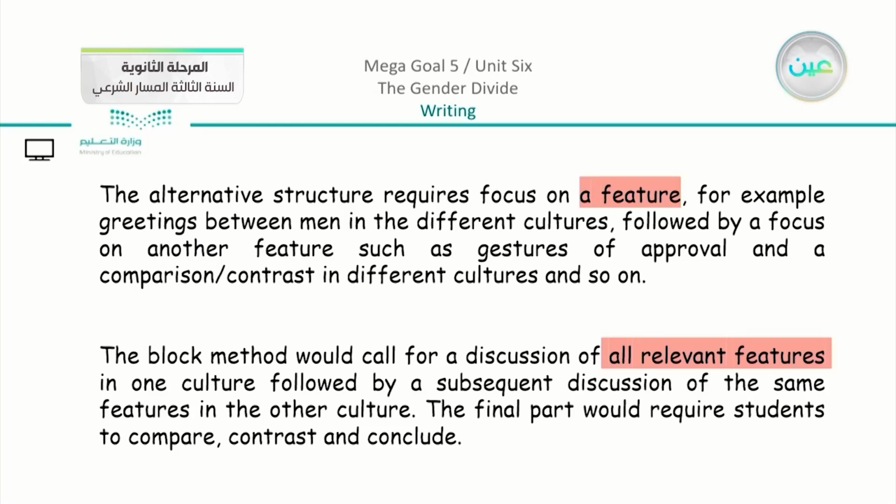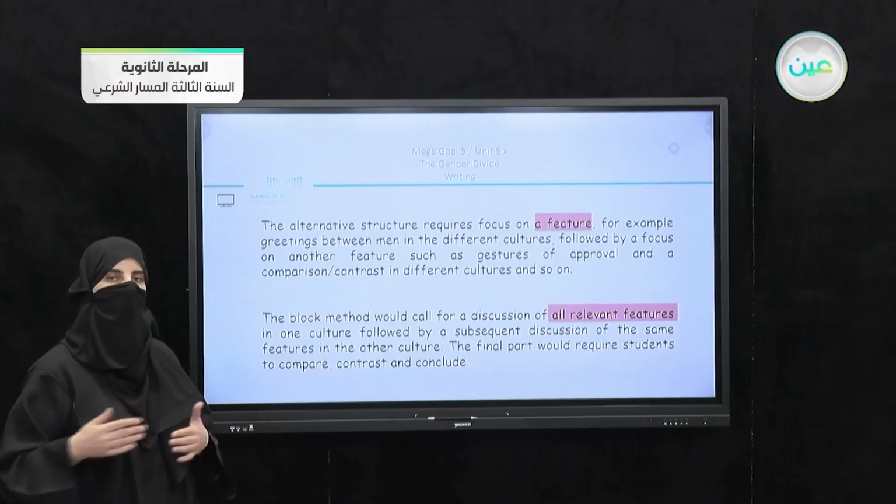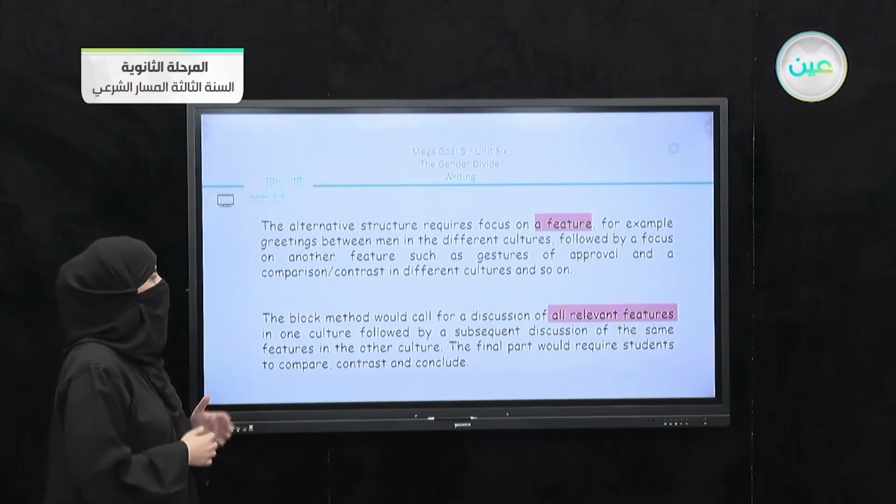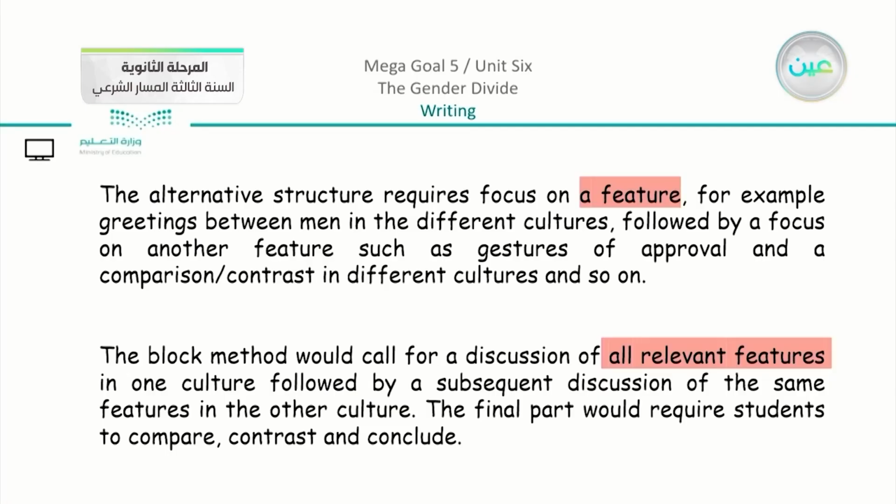So in the first method, we are concentrating on one feature, but the other method, the block method, would call for a discussion of all relevant features. You are giving a main idea about many points together, many features in one culture, for example, followed by a discussion of the same features in the other culture. The final part would require students to compare, contrast, and conclude.